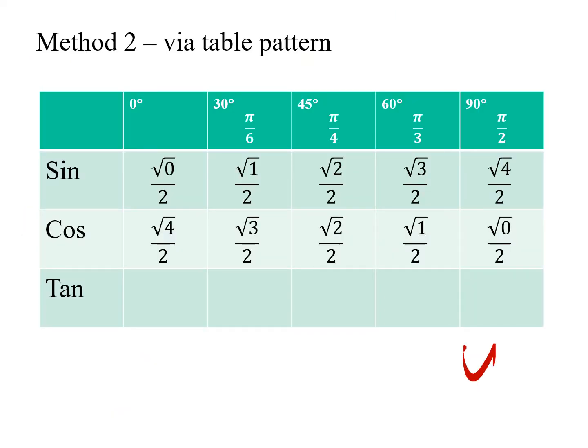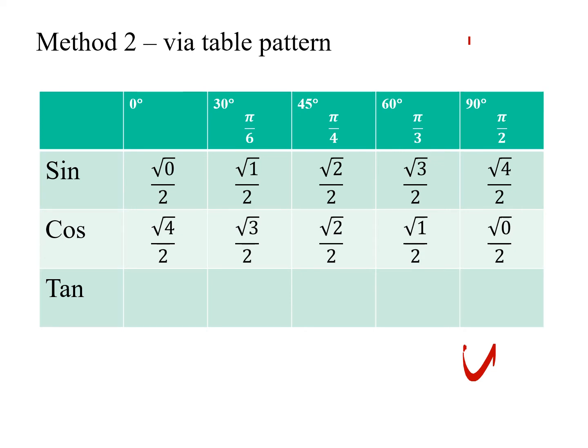Method number 2, via table patterns. Some people like this method, but I personally prefer the one that's using the 2 special triangles. But I'll go through this anyway in case some of you are familiar with this method or prefer it. So 0 degrees, 30, 45, 60, and 90. If you're using this, make sure you write 0, 30, 45, 60, and 90, or 0 radians, pi on 6, pi on 4, pi on 3, and pi on 2.